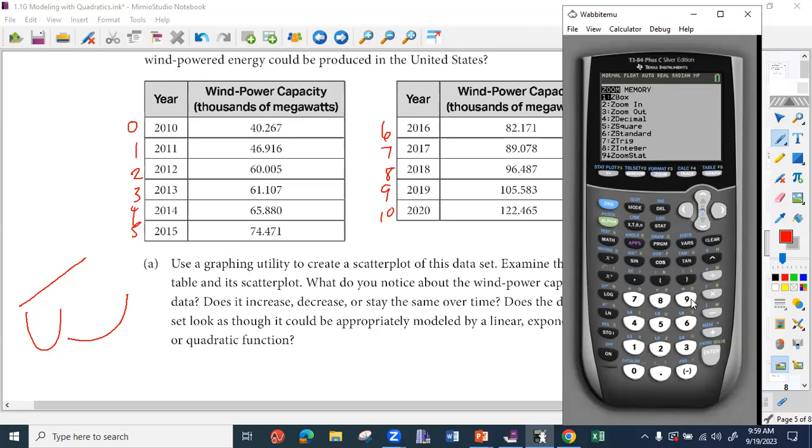Okay. So here we go again. We were at stat edit. After we left stat edit, we went to Y equals and turned on our plot. To turn on the plot, you arrow up, you press enter, and your plot should be turned on. Now that my plot is turned on, I'm going to press zoom, and I'm going to go to zoom stat by pressing 9 to see my points.